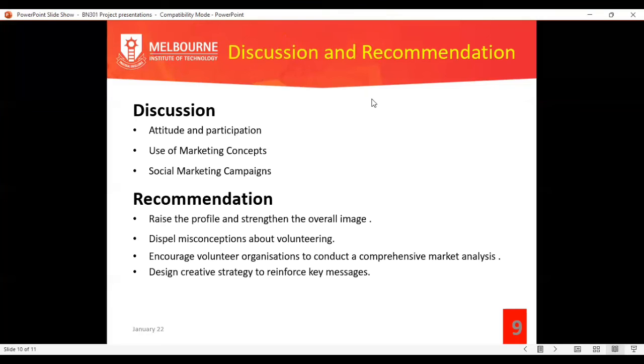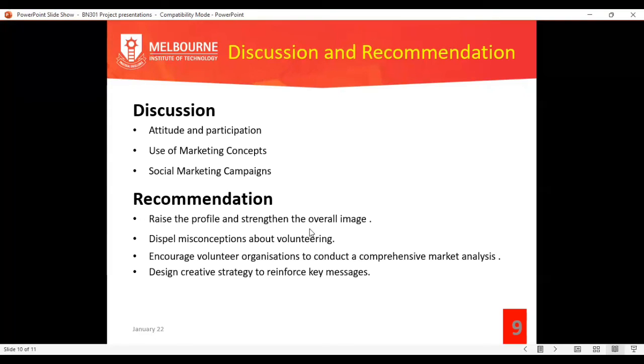Then we will discuss some about our project plans, and we will give some recommendations so that we can follow up on it. So our discussion will be attitude and participation, and use of marketing concepts. So what different marketing concepts we are going to use, and how we're going to use social marketing campaigns to attract more and more volunteers. The recommendation will be to raise the profile and strengthen the overall image, which can attract more volunteers towards our organization, and dispel misconception about volunteering.